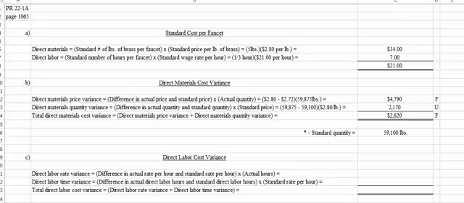Okay, we'll start back with problem 22-1A on page 1065 of your textbook. Here we're going to calculate the direct labor rate variance and the direct labor time variance. Then we'll take the sum of those two to get our total direct labor cost variance.